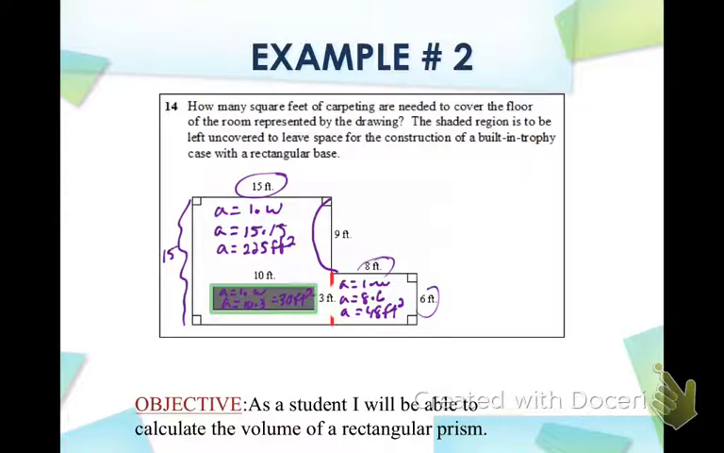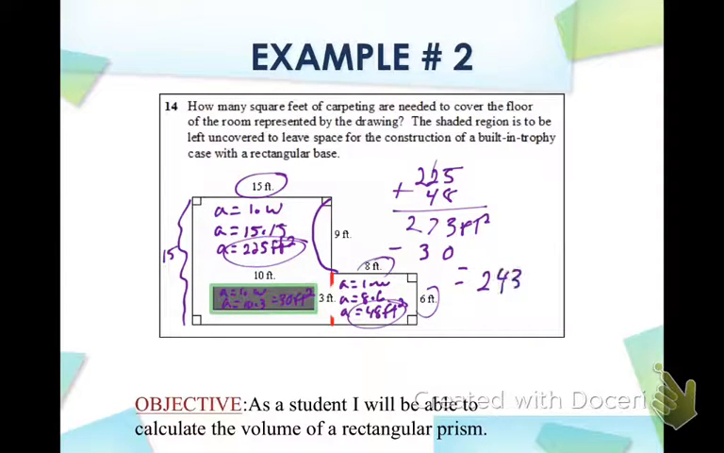Now, here's the deal. We first need to add the two big pieces, 225 feet squared plus 48 feet squared, and that's going to give you a wonderful 273 feet squared, but we have to subtract where the trophy case is going to be, so let's subtract 30, and that's going to give us 243 feet squared, and that's how much room that we need for carpeting.